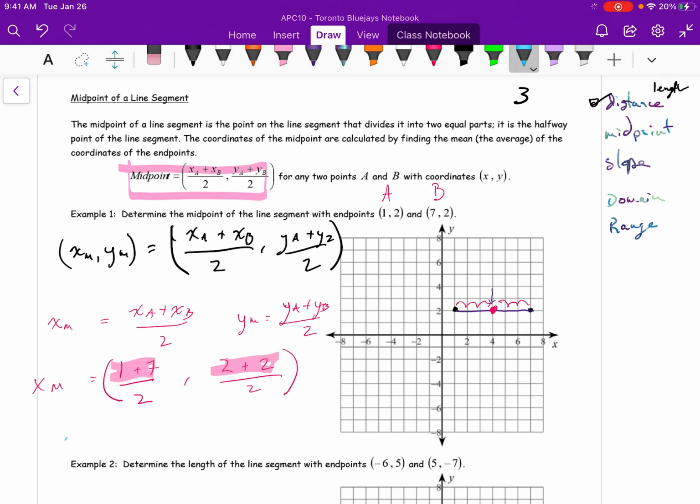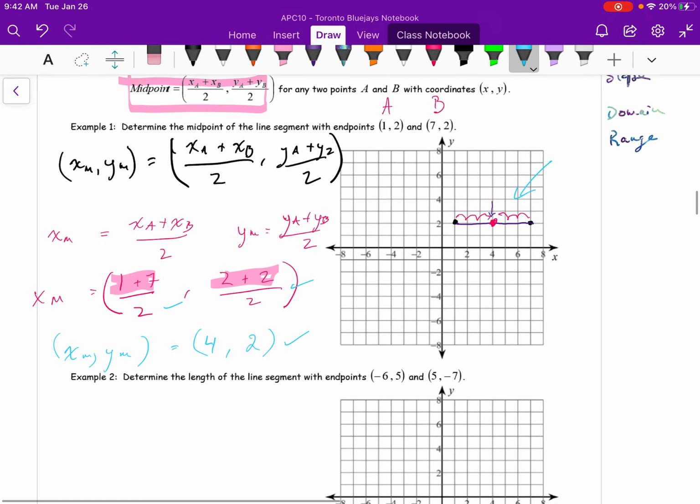For my midpoint, it's just a little bit of mental math. 1 plus 7 is 8. 8 divided by 2 is 4. 2 plus 2 is 4. Divided by 2 is 2. So my midpoint is (4, 2). I could find it on the graph just by spotting the midpoint, or I could use this more formula-based approach.